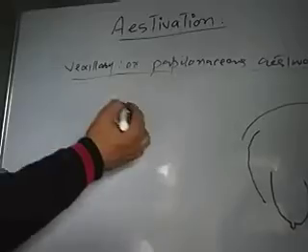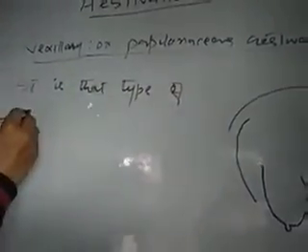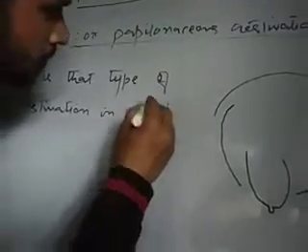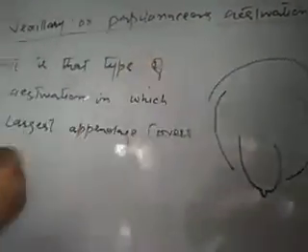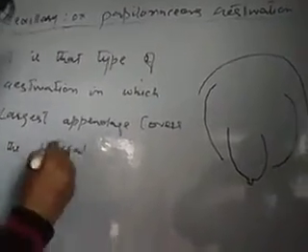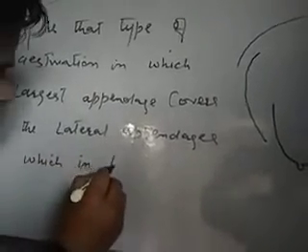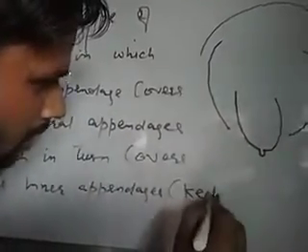Okay, so vexillary type of aestivation is that type of aestivation in which the largest appendage covers the lateral appendages, which in turn cover the small, inner appendages. It's also called a keel. Okay, this is also called a keel.